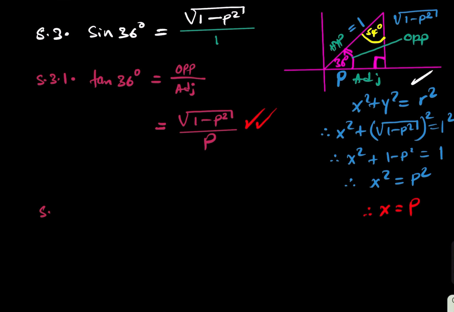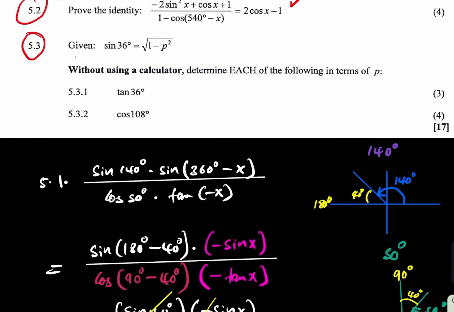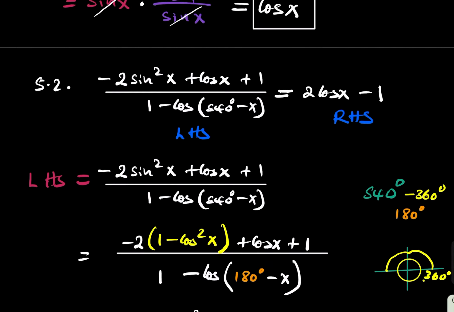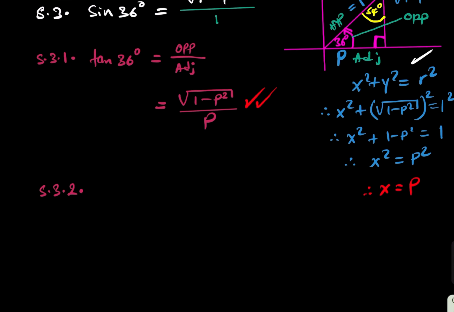Now, 5.3.2, which is our last question of the day, or rather of this series. Let's see what they are saying to us. They are saying cos of 108 degrees. Okay, so you want to find the cos of 108 degrees, not 180, but 108 degrees.